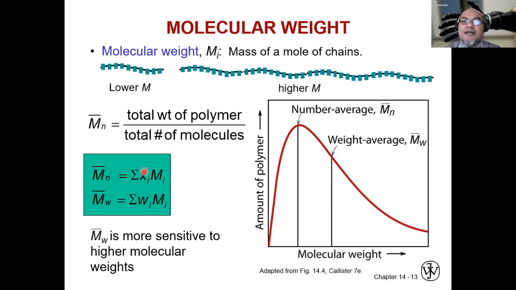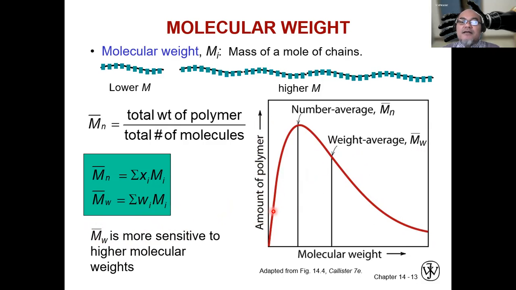Xi represents the number fraction of molecules inside the polymer that have molecular weight Mi. Or Mw is sigma wi times Mi. So Mn here is the number average, based on the number of molecules that have a certain chain length, while Mw is the weight average, calculated from the weight of each molecular weight. Mw is more sensitive to higher molecular weight. This can be seen from this distribution.